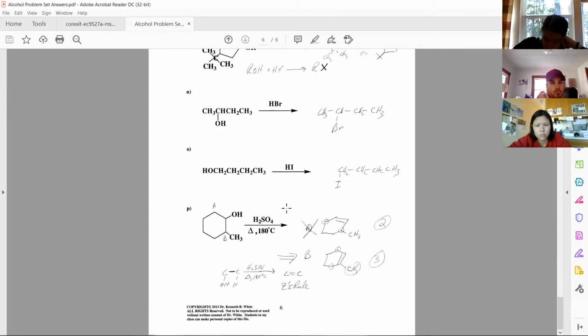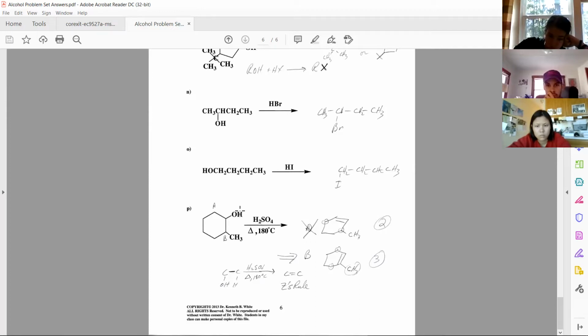Now, because Dr. White's lazy, I realized I should have put another Zaitsev's rule problem in, but instead of rewriting and numbering it, lettering it again, I just threw it on the end, which I did. Let's look at P. What's different?